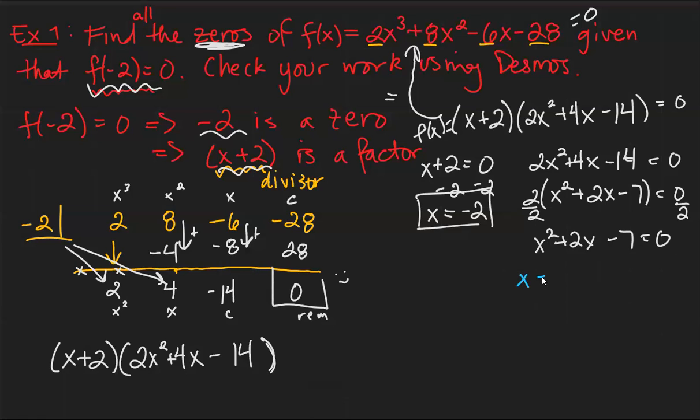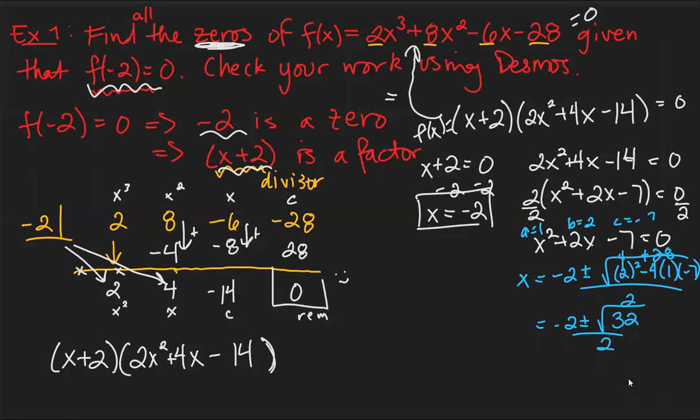So x is equal to negative b, where a is 1, b is 2, and c is negative 7. So negative b, negative 2, plus or minus the square root of 2 squared minus 4 times 1 times negative 7, all divided by 2. Negative 2 plus or minus, this is 4, minus, actually then becomes plus 28. So that's 32 over 2.